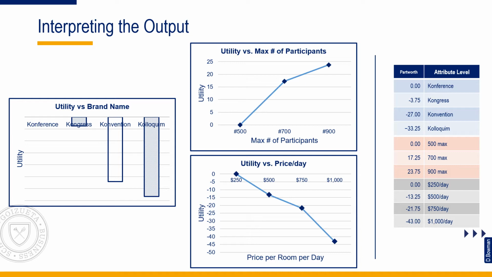Finally, we expect utility to decline with increasing price. This is the case in the bottom right panel. Every $100 increase in price is associated with the decline of approximately 6 utility points.